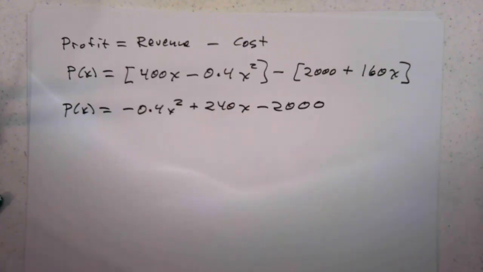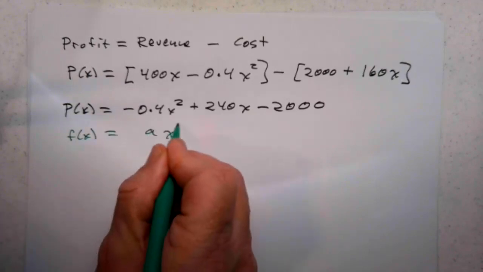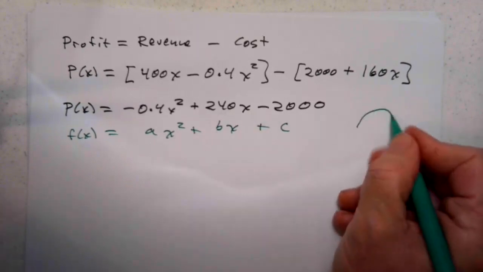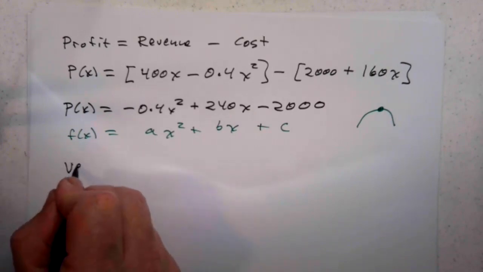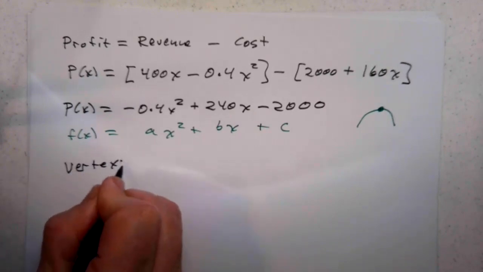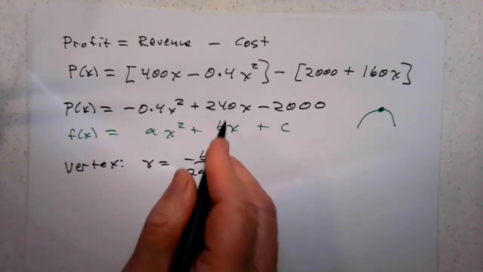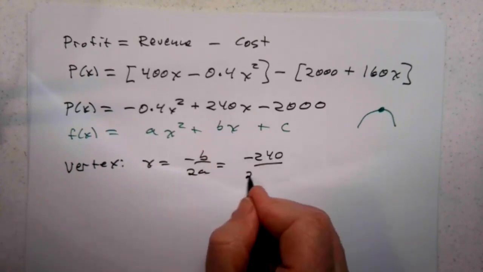So this now we want to maximize, and let's play the same game we played before with ax squared plus bx plus c. We have a quadratic equation. It's opening downwards, so we know we're going to have a maximum value. The vertex occurs at negative b over 2a. X is negative b over 2a. In this case, negative b, negative 240, over 2 times negative 0.4.